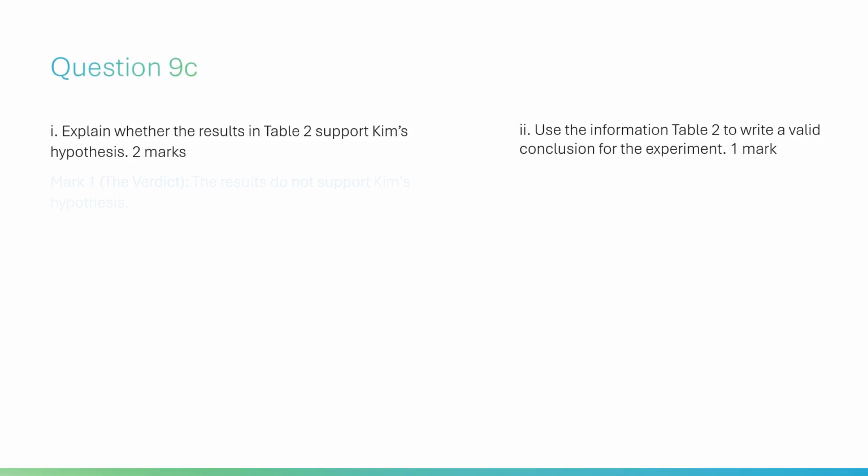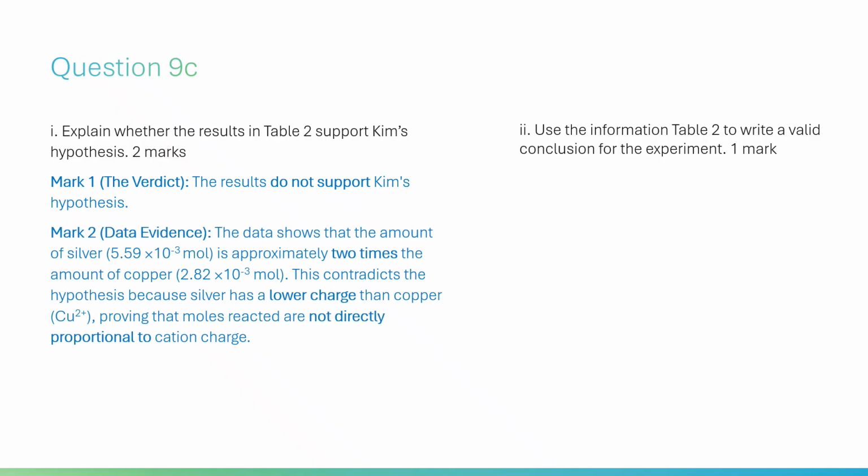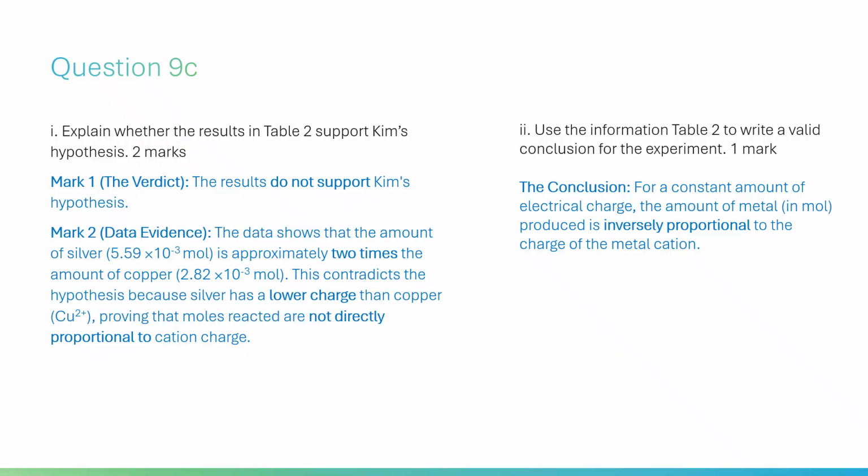Mark 1, the verdict: the results do not support Kim's hypothesis. Mark 2, data evidence: the data shows that the amount of silver is approximately 2 times the amount of copper. This contradicts the hypothesis because silver has a lower charge than copper, proving that moles reacted are not directly proportional to cation charge. The conclusion: for a constant amount of electrical charge, the amount of metal, in mole, produced is inversely proportional to the charge of the metal cation.